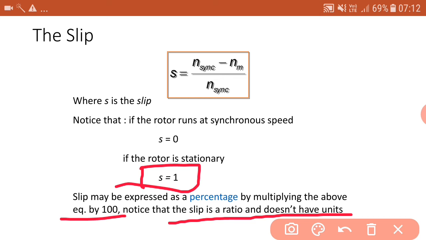So from this we can say that if the speed is near to synchronous speed, then slip is near to 0, and if the speed is near to 0, then slip will be near to 1. So this is all about slip.